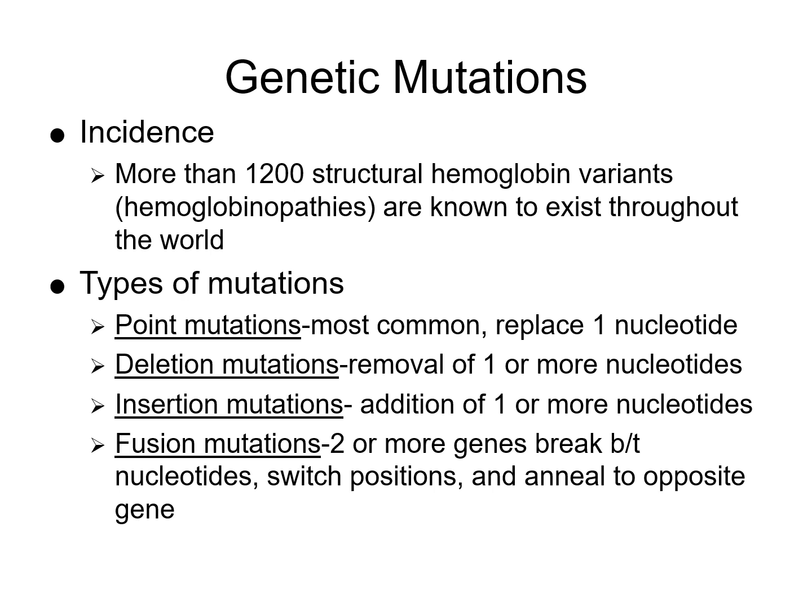And then we have fusion mutations. These occur when 2 or more genes break at nucleotide positions, switch places, and anneal to the opposite gene. This can produce hybrid or abnormal globin chains.